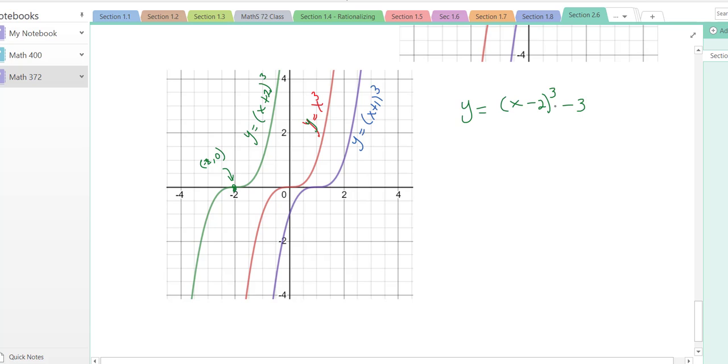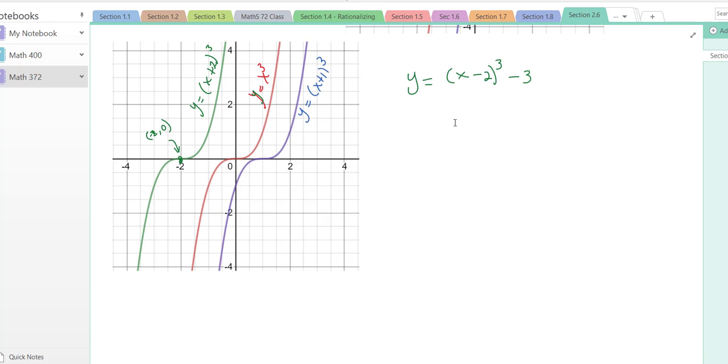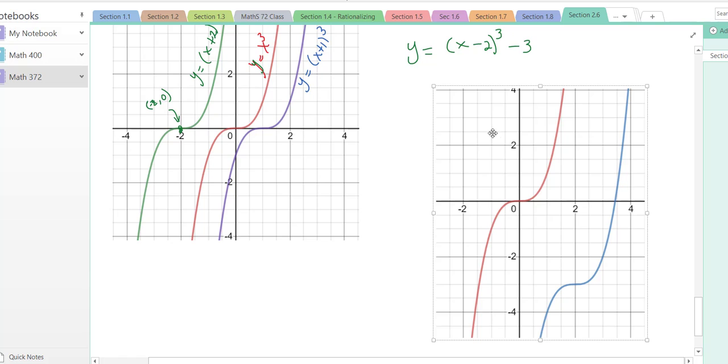That's a vertical shift, right? Because it's outside of the x. So that's a vertical shift down. Think about what that looks like and try to graph it on your own. And now let's look at what the graph looks like. So this graph looks like this.